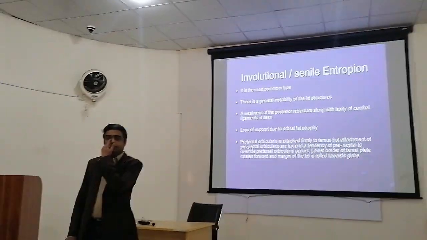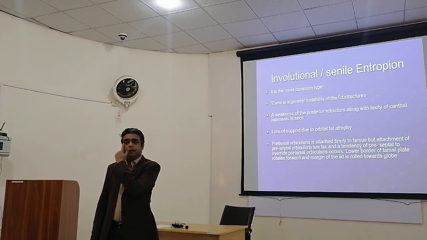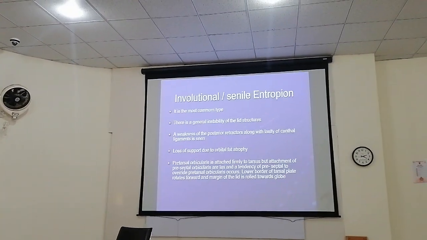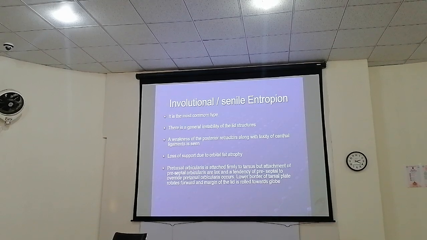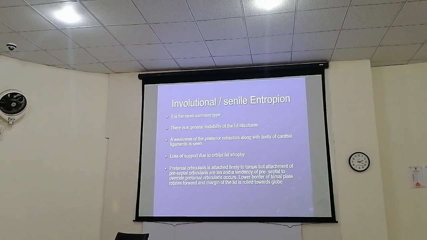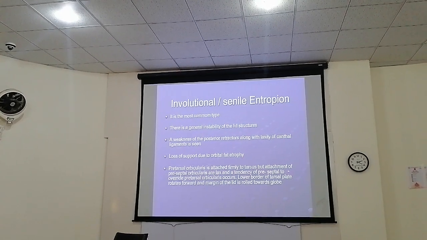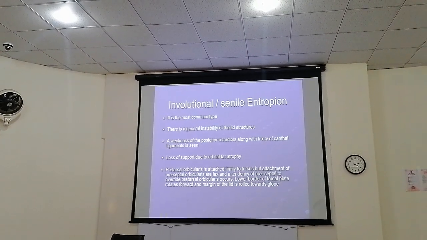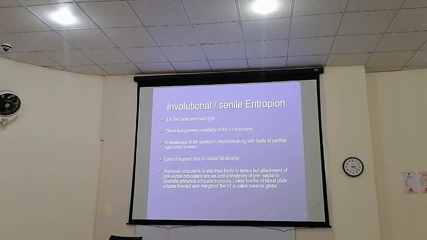This is the medial canthal ligament. This is the lateral canthal ligament. They also become loose. And okay, this is the main pathogenesis which I explained to you just a few seconds ago. Preseptal orbicularis is attached firmly to the tarsus. But the attachments of the preseptal orbicularis are less and it has a tendency to override the pretarsal orbicularis. The lower border of the tarsal plate rotates forward and the margin of the lid is rolled towards the globe. Is it the same thing which I told you with this example?